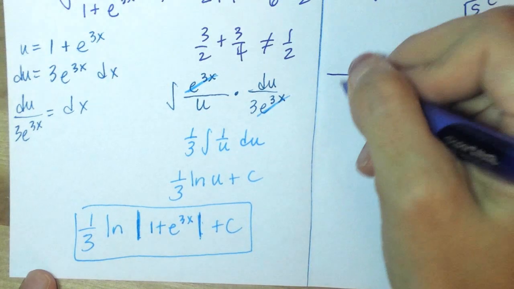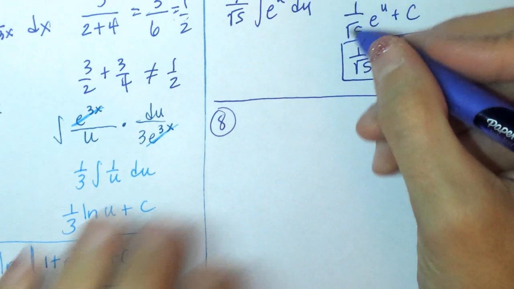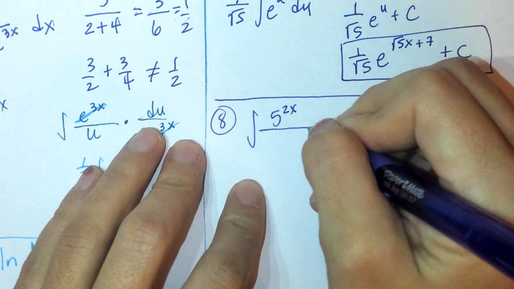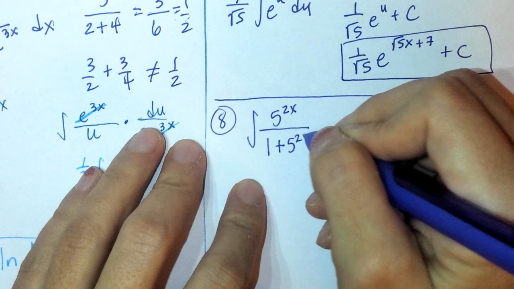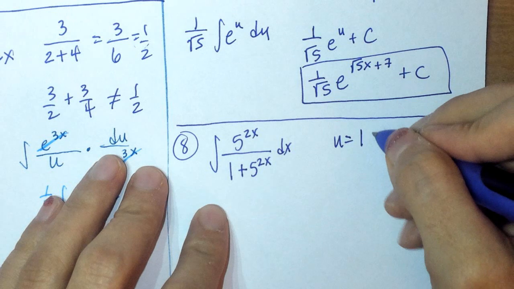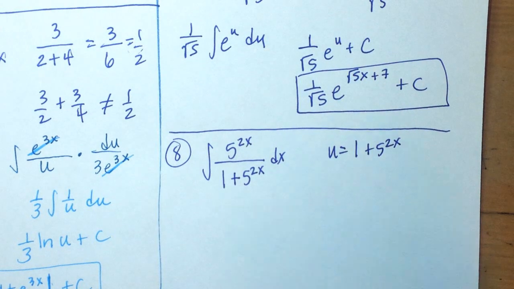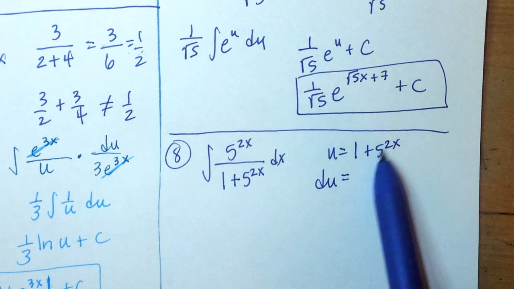Number 8 kind of looks similar. Let's look at number 8. That one, I have the integral of 5 to the 2x, right? So instead of e to the u, now it's an a to the u. So let's make our denominator u, right? See what happens. So this would be du, right? And then this is an a to the u, right?